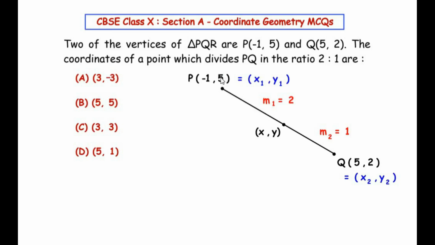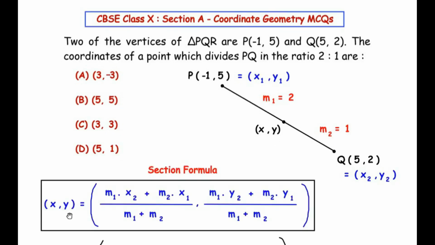So here we have considered the coordinates of P as x1, y1, the coordinates of Q as x2, y2, and the ratio in which the line is getting divided as m1 is to m2, that is 2:1. Now here, since we need to find out the coordinates of the point which is dividing the line in the ratio 2:1, we are going to make use of the section formula, which is x, y, the coordinates of the point which is dividing the line segment, is equal to m1 x2 plus m2 x1 over m1 plus m2, comma m1 y2 plus m2 y1 over m1 plus m2. Now in the next step, we are going to plug in all these values in this formula.